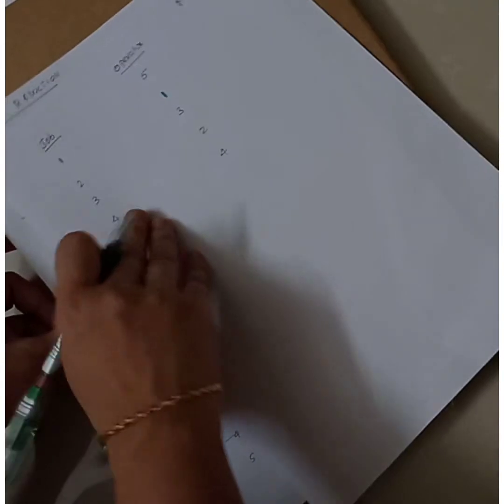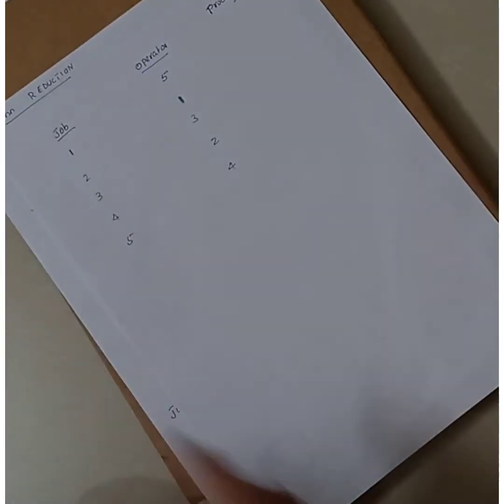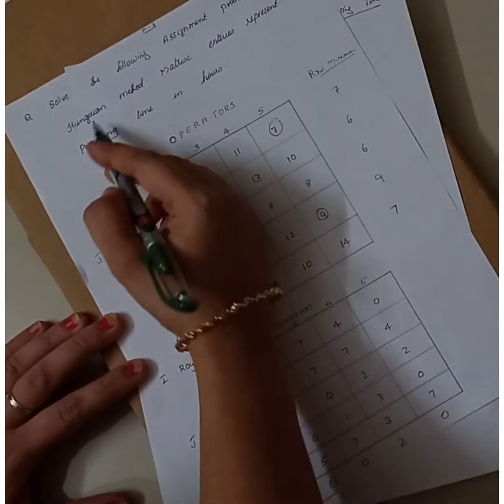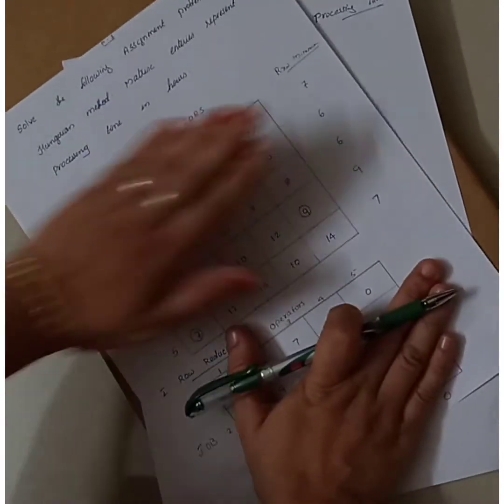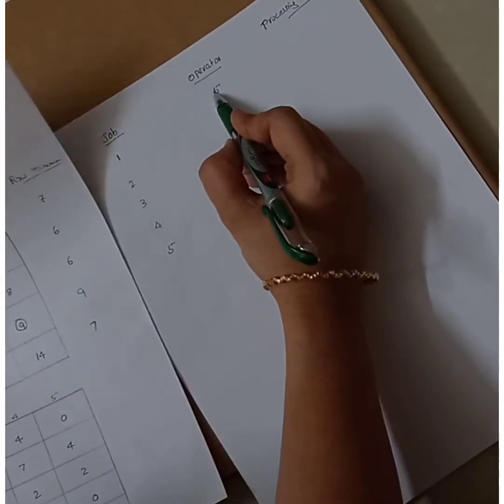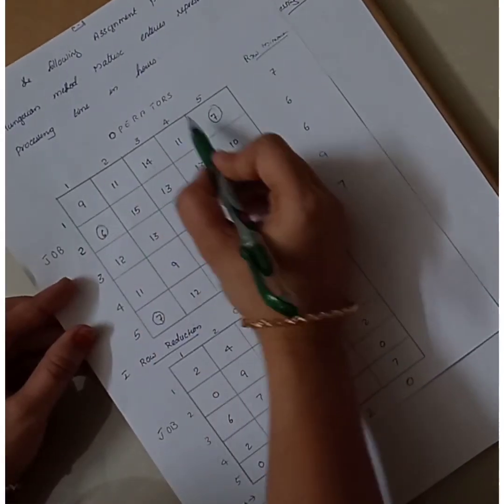How do we calculate the processing time? Now we know what the allocations are. Now you come back to the question. What was our question? This is our question, right? This is the initial question. Solve the following assignment problem. So this is the initial question. Fine. So for first job, fifth operator is assigned.